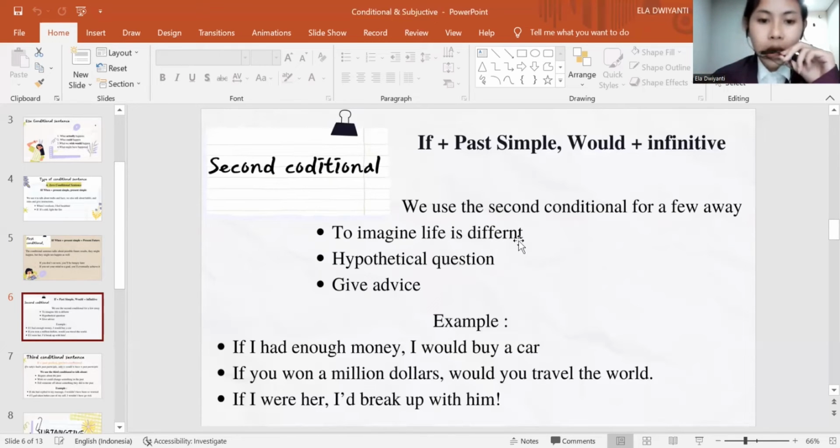For example, if I had enough money, I would buy a car. If you won $1 million, would you travel the world? If I were her, I'd break up with him. But I'm not her.